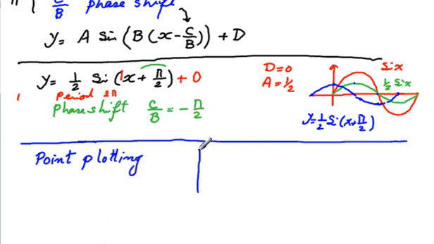To do point plotting, you need to familiarize yourself with the original picture. So that one you need to know very well. Well, we know that one hopefully very well. Sine of x is characterized by these 5 points.